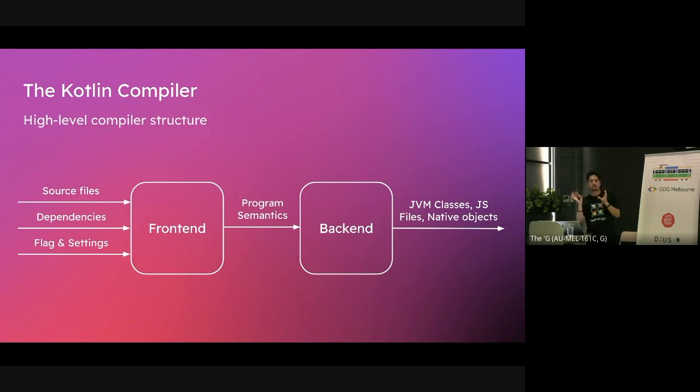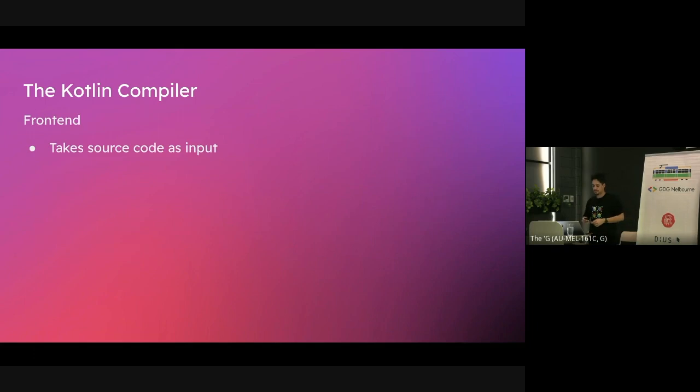Now you have two parts. There's something called front end and there's something called a back end. Now this is not the front end and back end of a web server. This is just the compiler itself, which is still reading your source program and compiling into a target language. So your source file comes in, front end introduces some sort of semantics, and your backend takes those semantics, and out comes the JVM class files or the JS files or the native SO binaries that you would need.